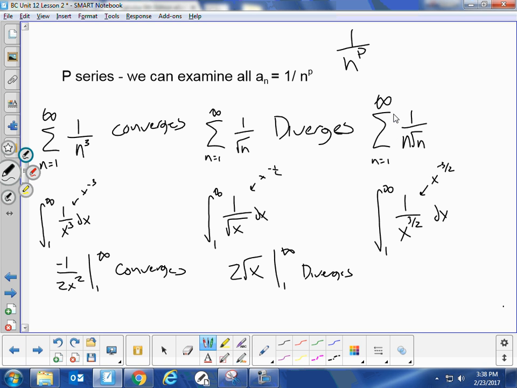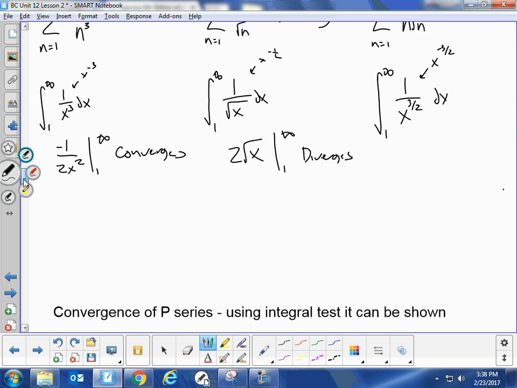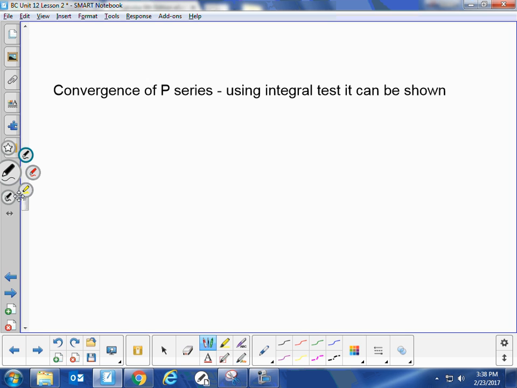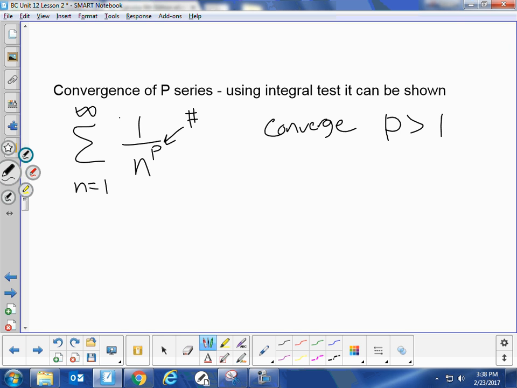Okay, and we can kind of do the same thing here to show that this one converges. And what we can see, and we can extrapolate all this work, is a rule for a p-series. If we are looking at the sum starting from 1 going to infinity of 1 over n to the p, where p is a number, this will converge if the number is greater than 1. It will diverge if the number is less than or equal to 1, of course. When p equals 1, we have the harmonic series.